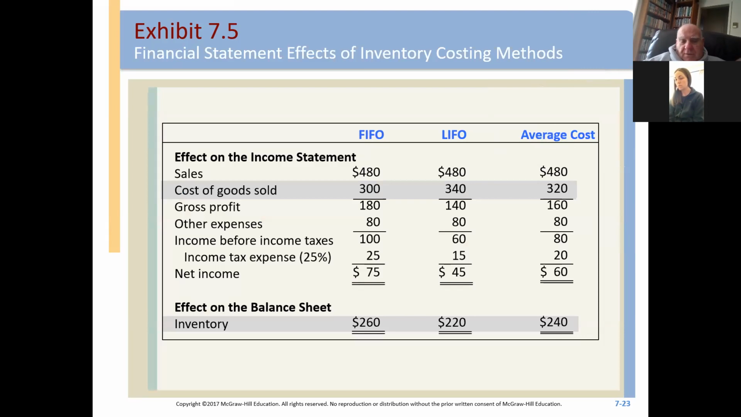Perpetuals. Okay, well, take a look at it here. This is a good look at it. FIFO, net income was 75. Wow, it was only 45 for LIFO. And like we figured, the average net income is in between.